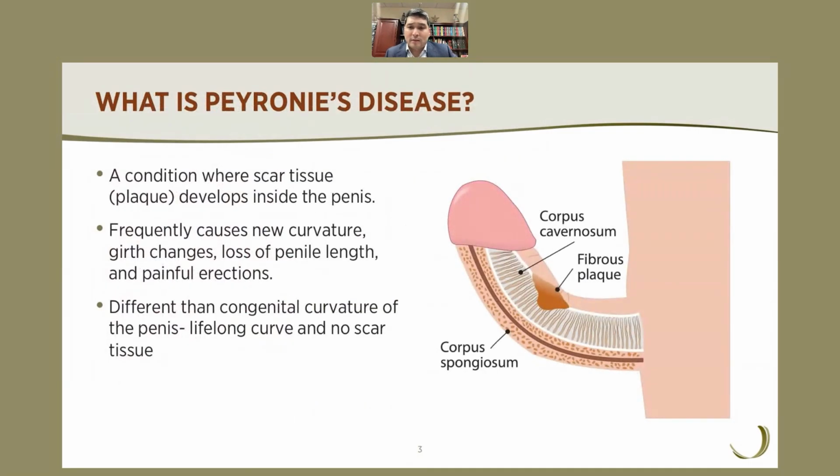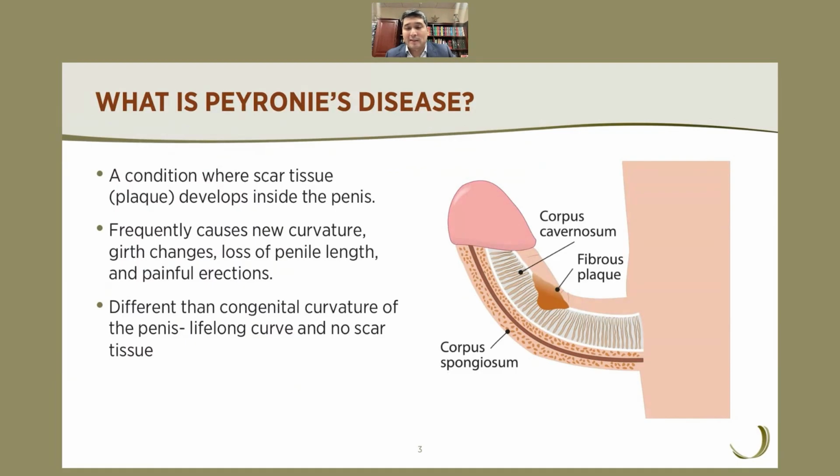So, what is Peyronie's disease, otherwise known as acquired curvature of the penis? It's a condition where scar tissue develops on the erectile chambers inside the penis. It usually causes a curvature, girth changes, loss of penile length, as well as painful erections. It's important that we distinguish between Peyronie's disease and congenital curvature of the penis because treatment options are very different.